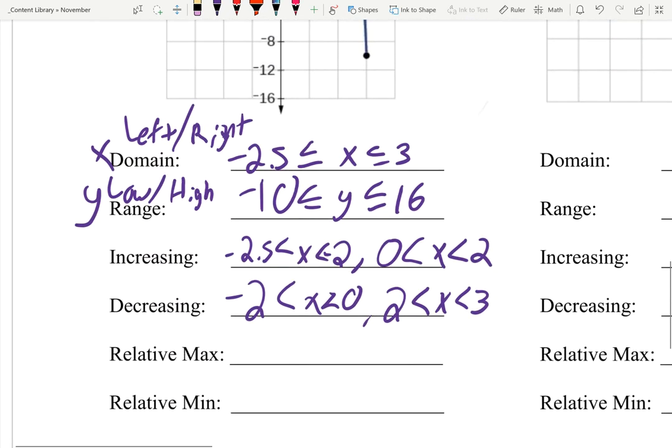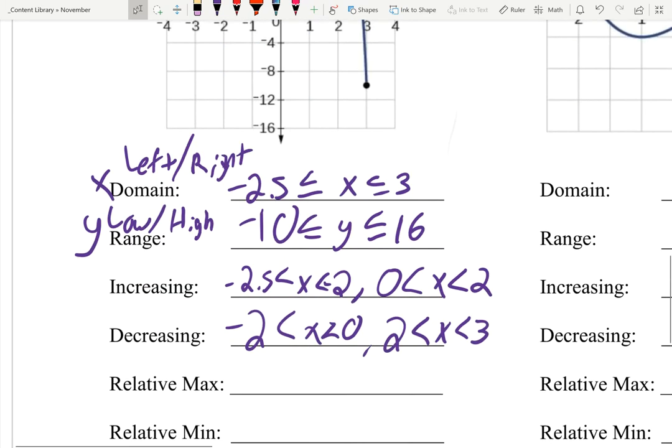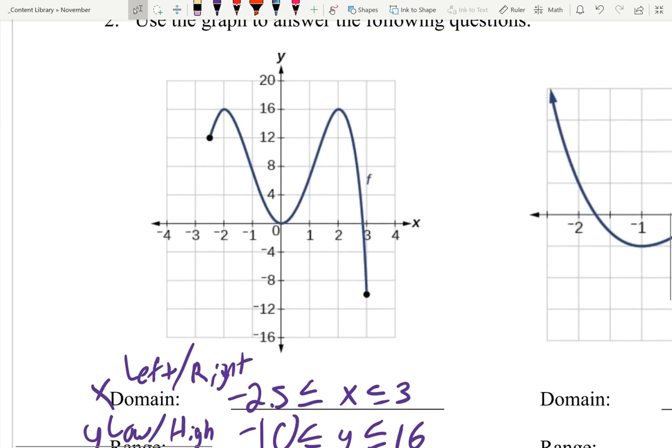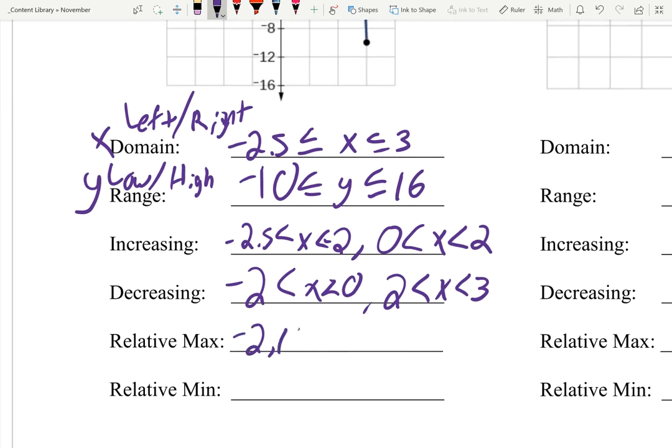So we have a few points of interest. Maximum values, we definitely have two relative maxes. We have a point here, it's a relative max. That's at negative 2, 16. And we have another one here, which is at positive 2, 16. So two relative maxes at negative 2, 16 and positive 2, 16.